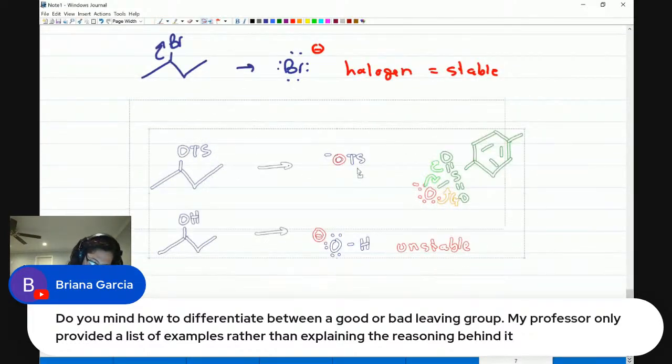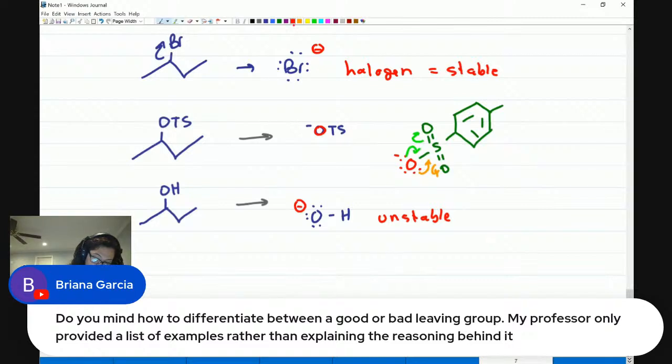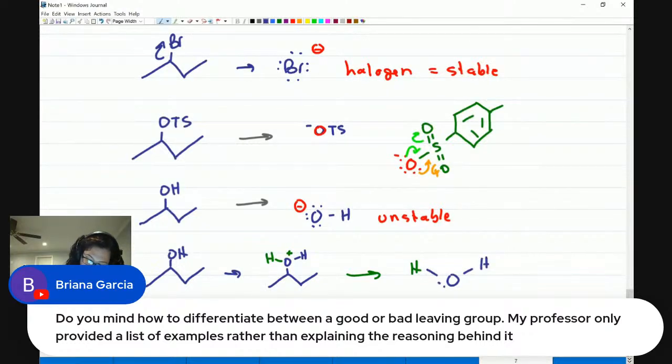But if I take that same water molecule and I bribe it, option 1 is an OTs. Option 2 is if I take that OH, I protonate it like I showed you in the reaction higher up on this page, like this. Now, when it leaves, what I'm left with is a water molecule. A water molecule is neutral. This is stable. This is a good leaving group.